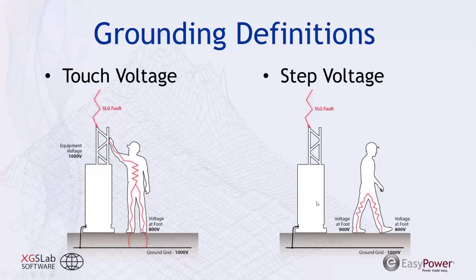You can have a similar concept occurring with a step voltage, but this is a scenario where somebody isn't in contact with any equipment necessarily. They're simply walking across the Earth's surface, and there's a voltage gradient in the Earth's surface, such as 900 volts for one foot and 800 volts on another, and that results in what I'll refer to as a 100 volt step voltage. So that's kind of the basics of what to consider for a grounding analysis.